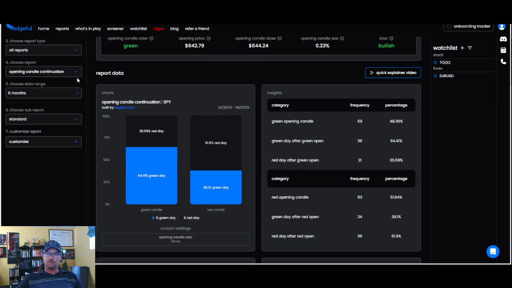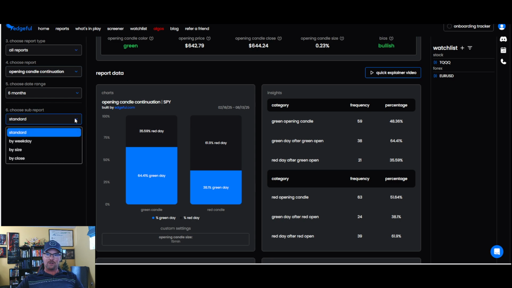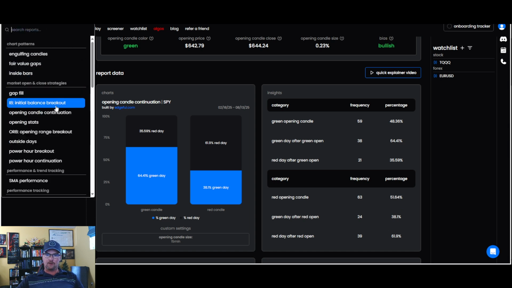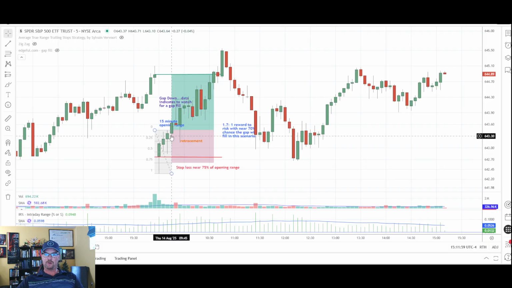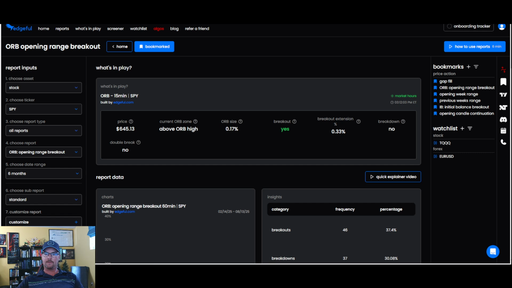If we go to opening candle continuations and we go to, let's go to opening range breakout. So this is basically the entry we're using. We had our opening range, we're getting a breakout of it, and we're entering.